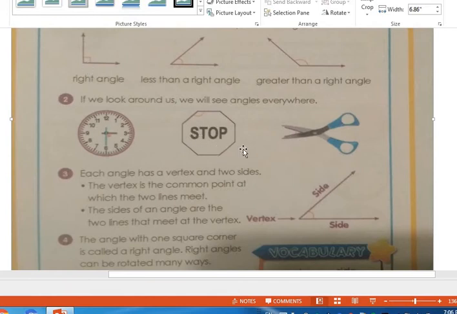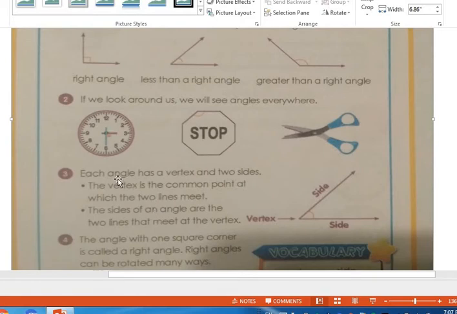And here, in this stop sign, I have an angle between these two sides. What angle does it form? An angle greater than the right angle. We will learn that it's called obtuse. After this, I have the scissors, which give me an acute angle. What's an acute angle, miss? The angle which is less than the right angle.